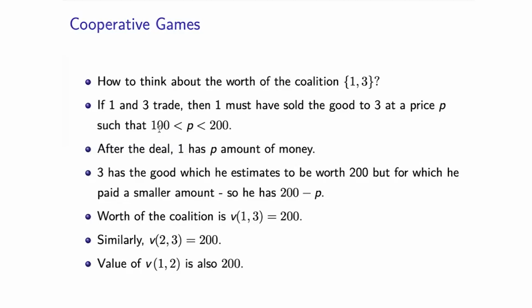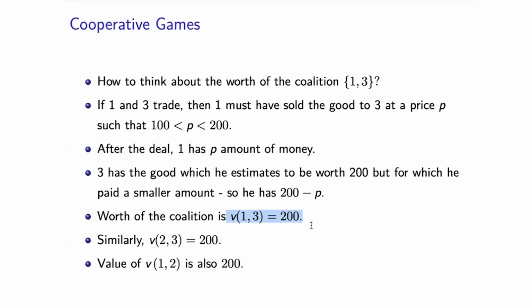Now, if you add up these two things, what is the total value that is generated? Then 200 minus P plus P becomes actually 200, right? So that tells us that the worth of this coalition V13 is 200. You can put in any value of P between 100 and 200. Once you add up, this will always be P plus 200 minus P, and therefore equal to 200. You can do similar reasoning for thinking about 2 and 3, and you will end up getting again V of 2,3 equal to 200.